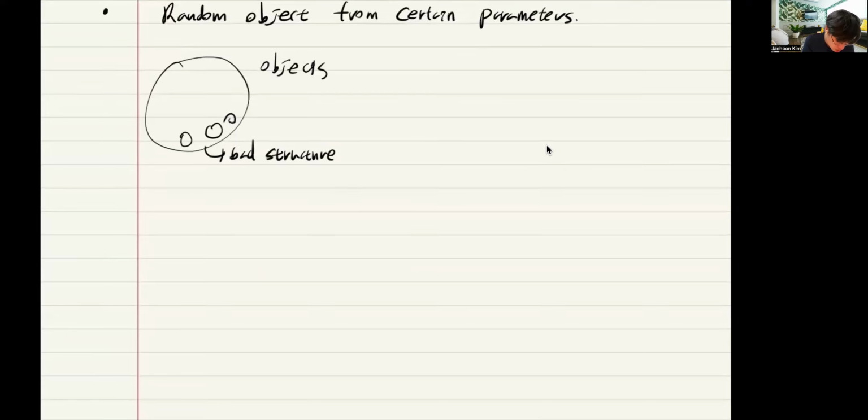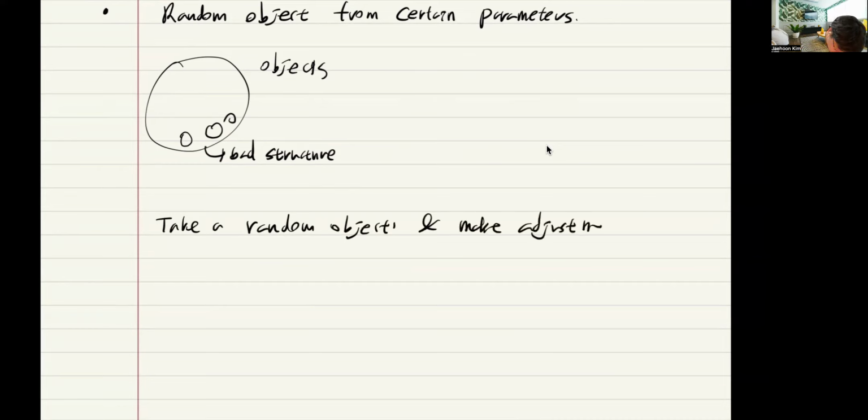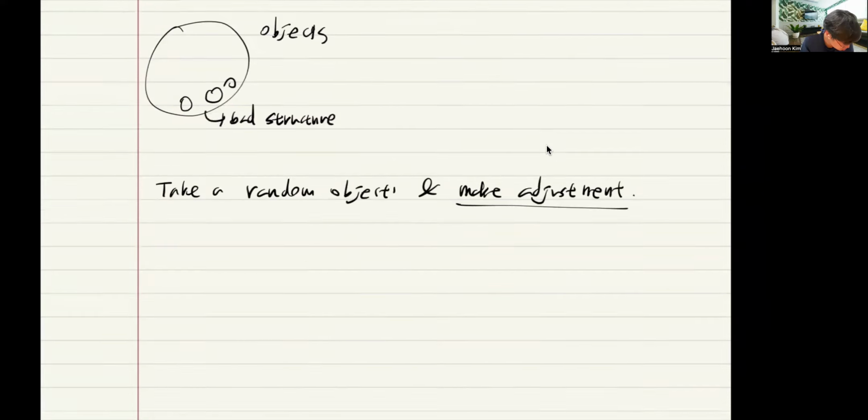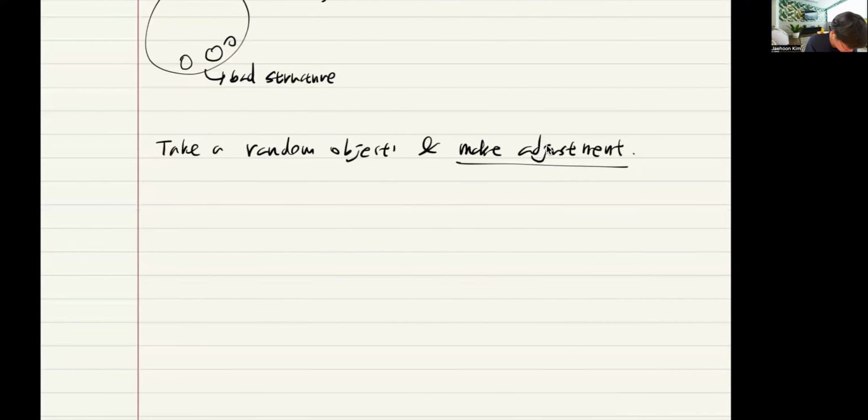Instead of taking a purely random object, we take a random object and we make some adjustment in a deterministic, non-random way. So this is alteration, so we call this an alteration method. Using this, we can obtain a better lower bound on the Ramsey number.